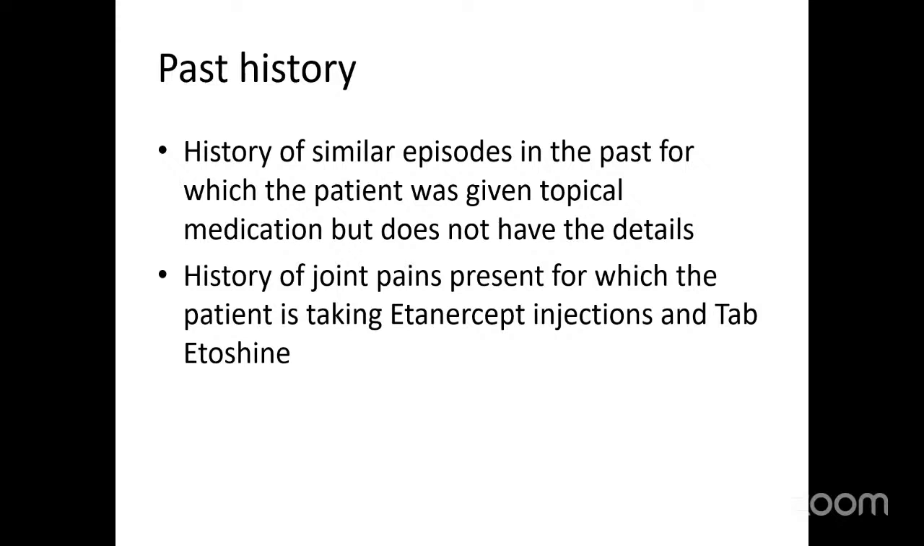Past history. There was a history of similar episodes in the past for which the patient was given topical medication, but he does not have the details of it. History of joint pain is present, for which the patient is taking etanercept injections and tab etoshine.